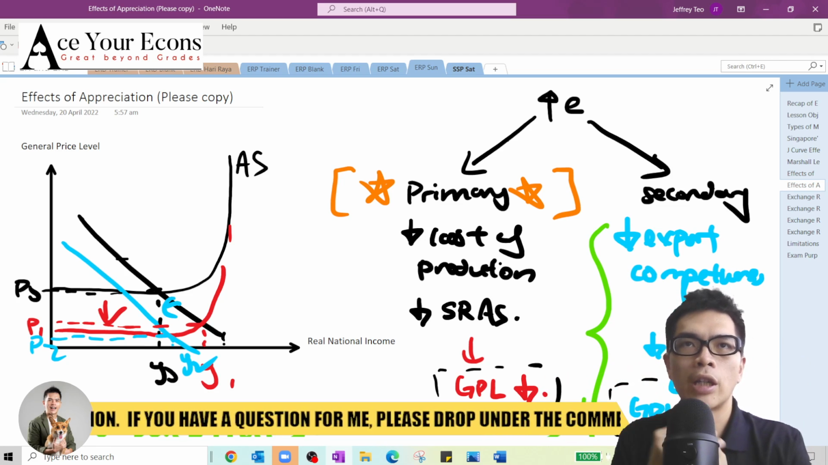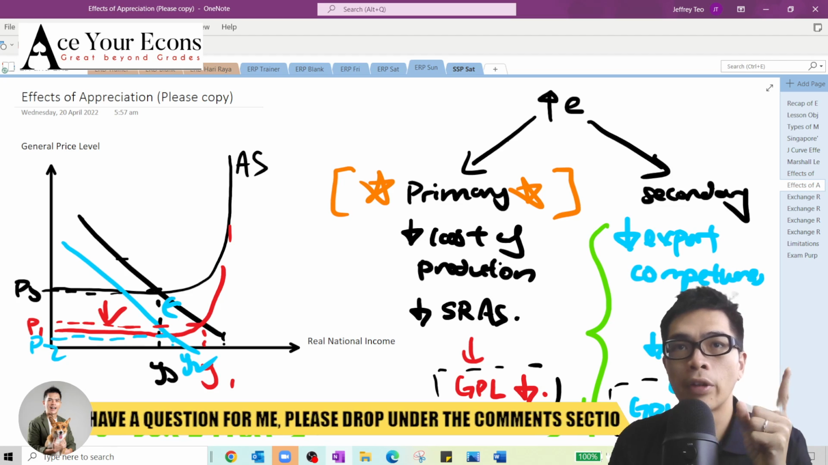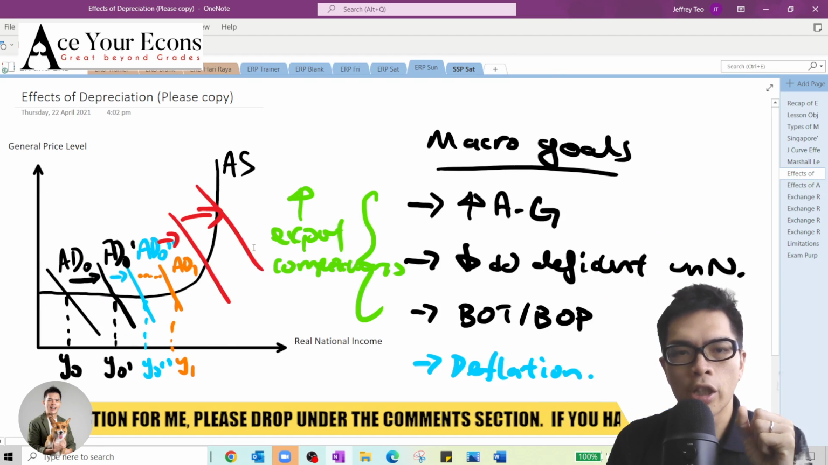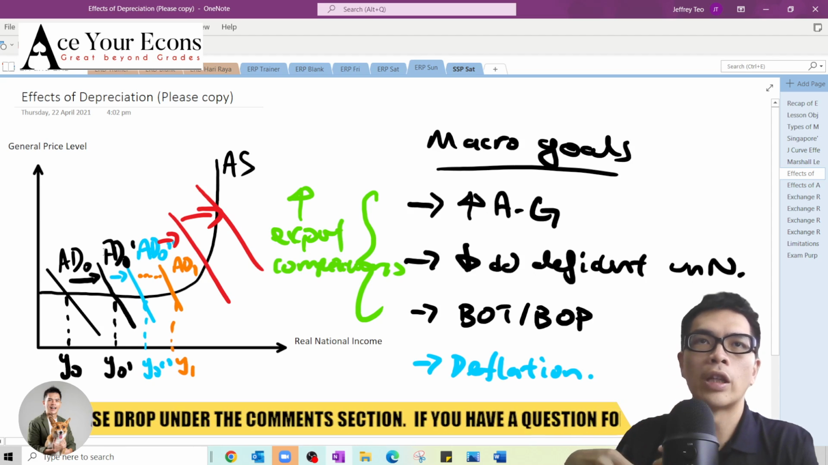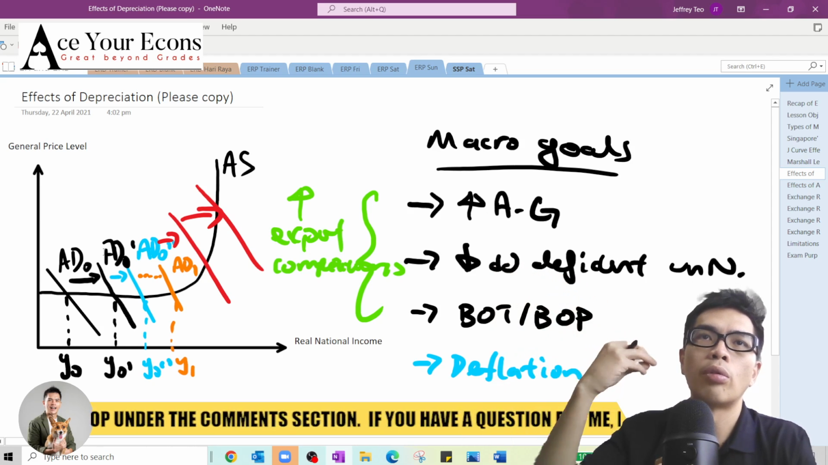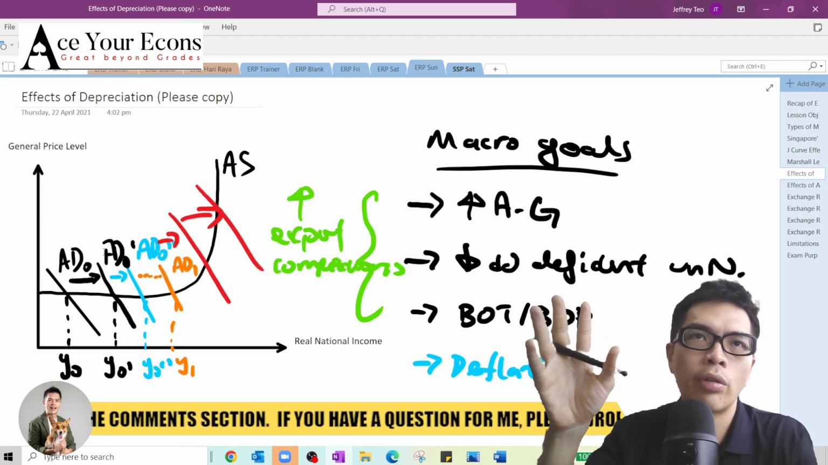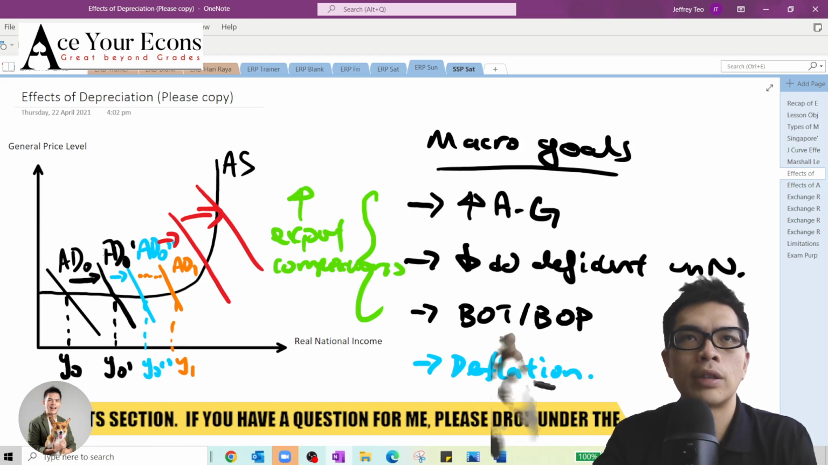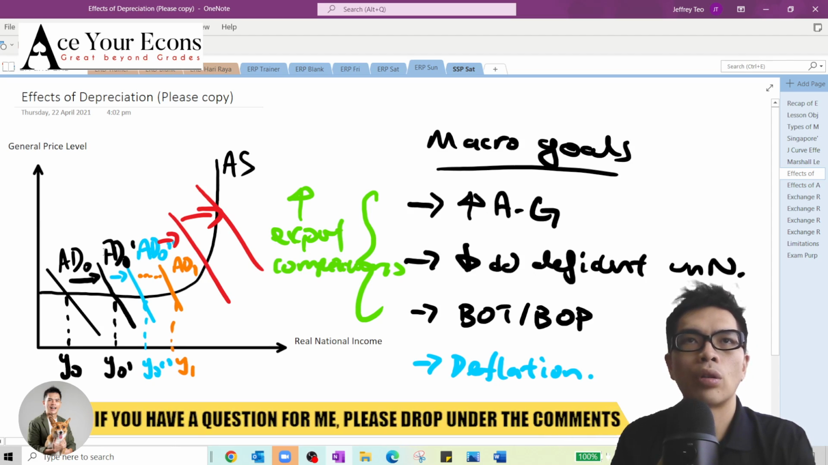So the secondary channel tells us that this will lower demand pull inflation through the net exports channel. Is everyone clear? And for depreciation, depreciation is primarily used to promote export competitiveness, to drive actual growth, to lower demand deficient unemployment. So make sure you get the direction right and what is the rationale behind each direction of your exchange rate. Then you will be on the safe side. I mentioned before, exchange rate is exceptionally tricky, so you need to know what to address.